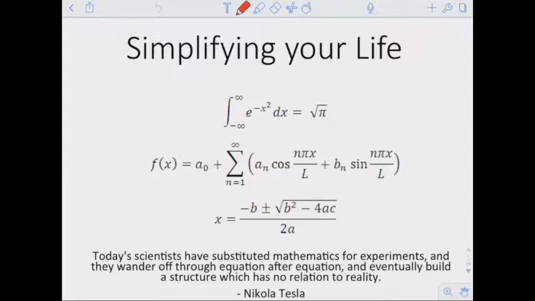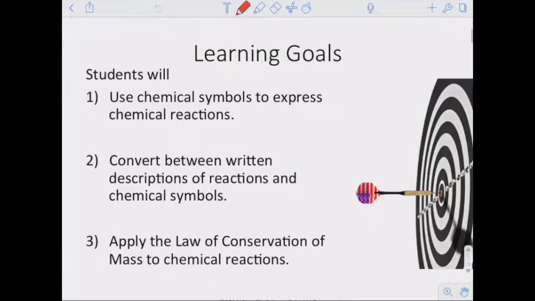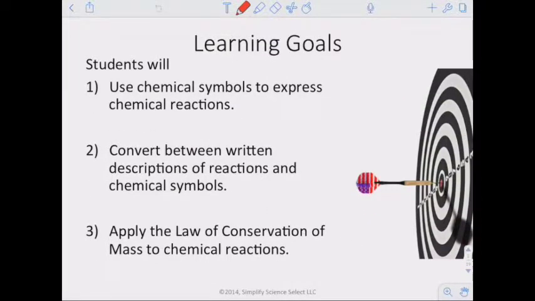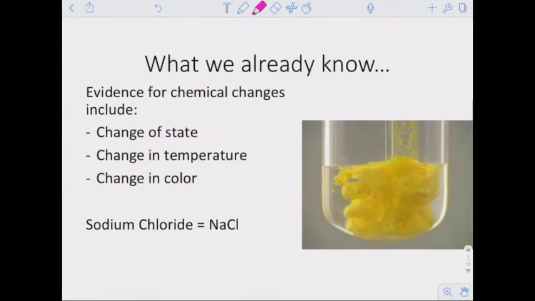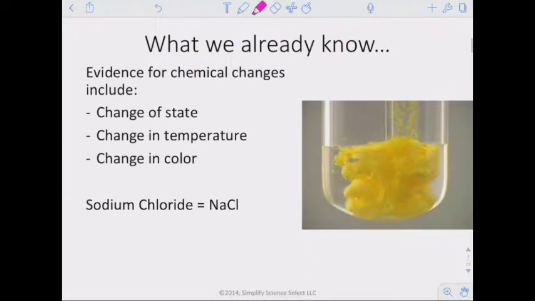What we're going to be doing is looking at chemical equations and trying to make sense of some of the symbols. Students will use chemical symbols to express chemical reactions. So talking about chemical reactions and the symbols that go along with them, converting between a written description of a reaction and chemical symbols, and then applying the law of conservation of mass to chemical symbols. So jumping right into it, what we already know coming into this.